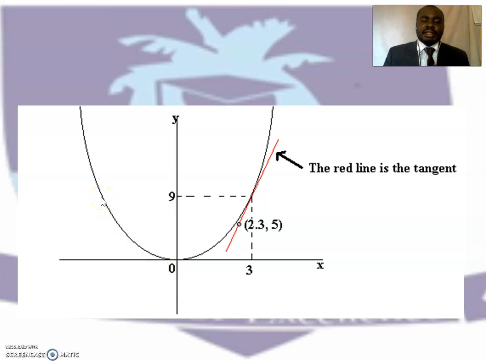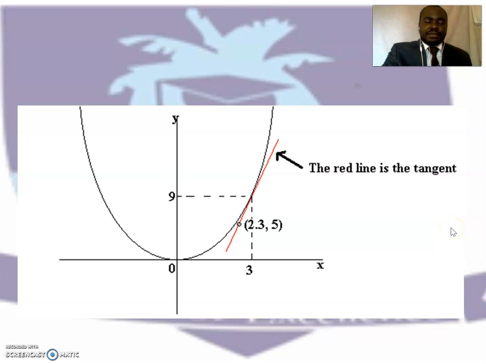This tells us that this tangent or this gradient is related to the value of x. It changes according to the value of x, which means it can also be a function. Finding the function that gives us this tangent is what is known as differentiation.